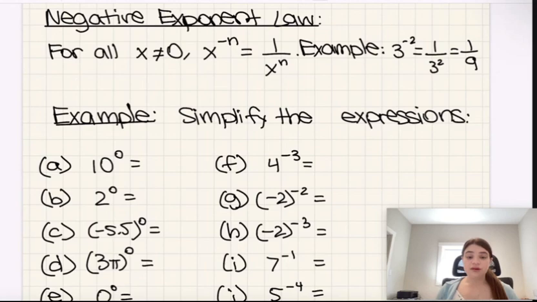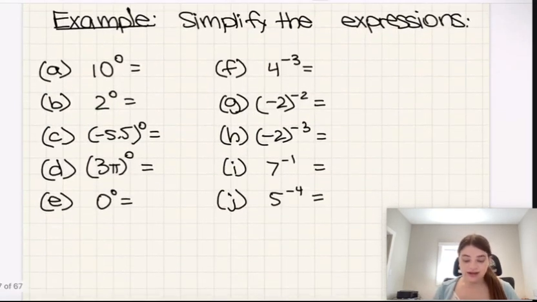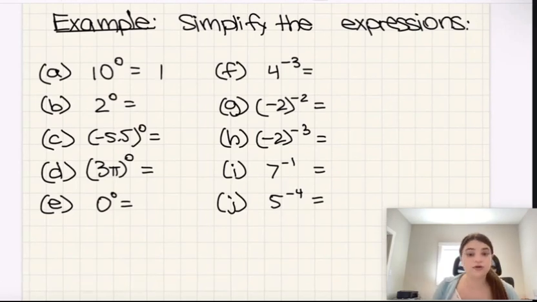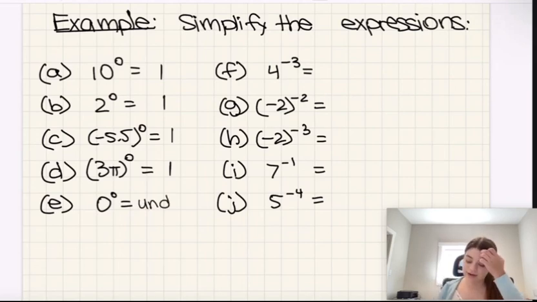Okay, so let's simplify these expressions based on these two laws we just learned. 10 to the power 0. Well, we know that anything to the power of 0 equals 1, so that's just going to be 1. 2 to the power of 0, also 1. Negative 5.5 to the power of 0, 1. 3 pi to the power 0, also 1. And 0 to the power of 0, well, that's the only exception to the rule. This would be undefined. However, anything else to the power 0 is 1.